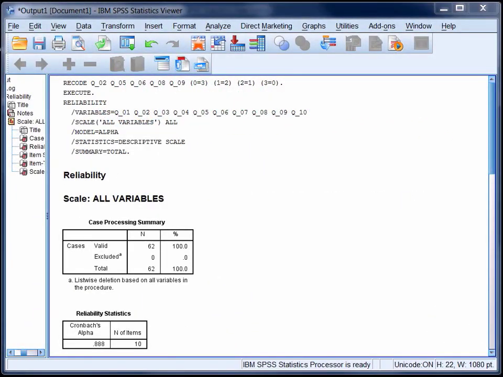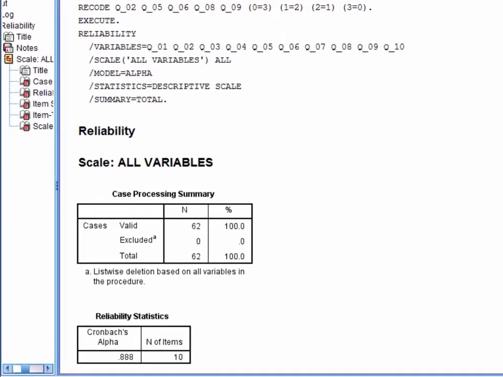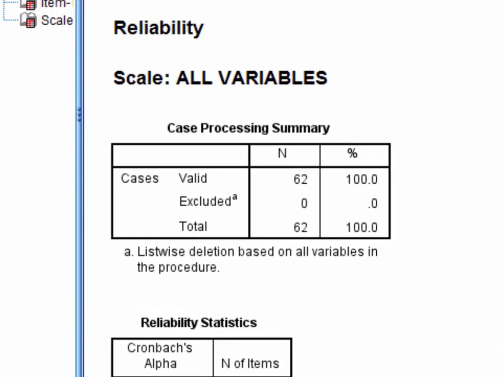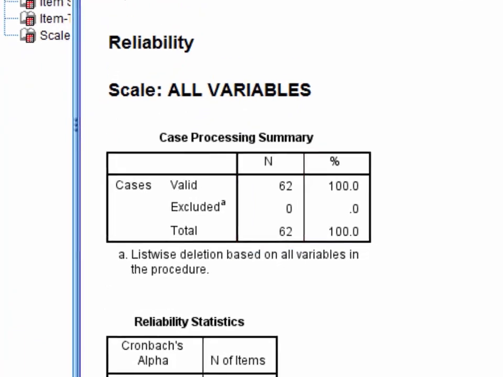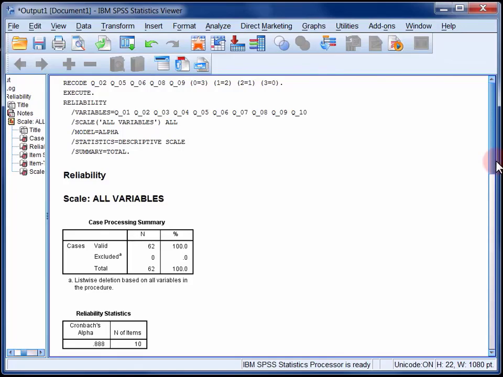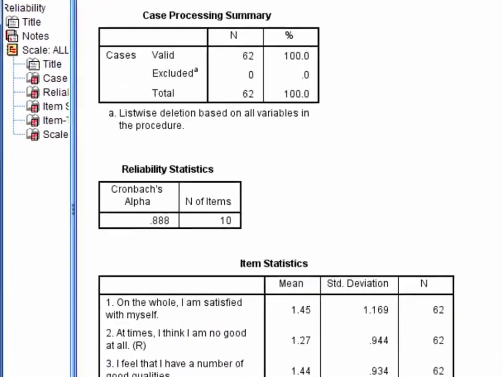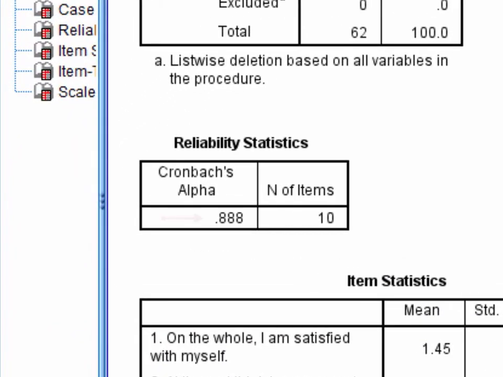When you run the Cronbach's alpha procedure in SPSS, you get several tables of output. The first tells us that these analyses are based on 62 cases and that there were no missing data. The second table, called reliability statistics, contains Cronbach's alpha, and in this case it's 0.888.